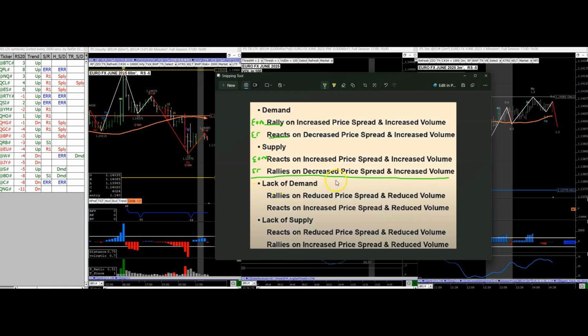But what about when it pulls back? This is on the way up because it says rally. What about when it pulls back? When it reacts on increased price and reduced volume. All right. That means there's no demand below. So lack of demand on the way up is a little bar, little volume. Lack of demand on the way down is a big bar, little volume, which means that a little volume can do a lot of damage.